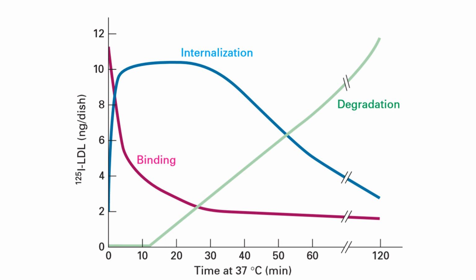This figure shows the time course of events in receptor-mediated cellular LDL processing determined by pulse chase experiment, where we took a fixed concentration of iodine-labeled LDL. These experiments demonstrate the order of events, that is, first there is binding of LDL to the receptor. This is the cell surface and here we have a receptor. The LDL protein binds to it.